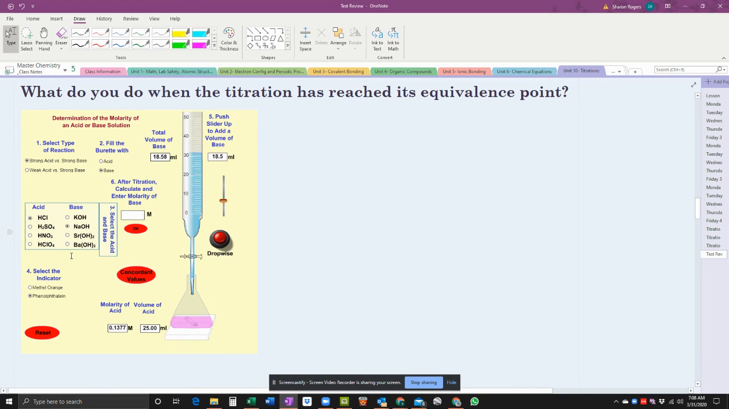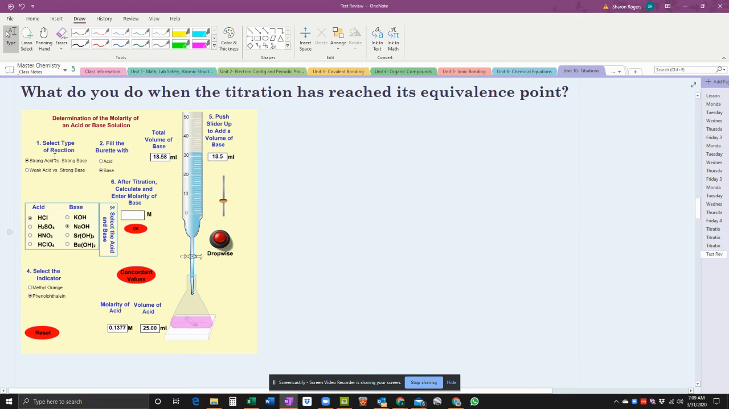Okay, this should look very familiar. Now, it says, what do you do when the titration has reached its equivalence point? You stop. I don't really know why I typed this question. What do you do when the titration has reached its equivalence point? Well, you stop. Duh. It's pink. You stop.